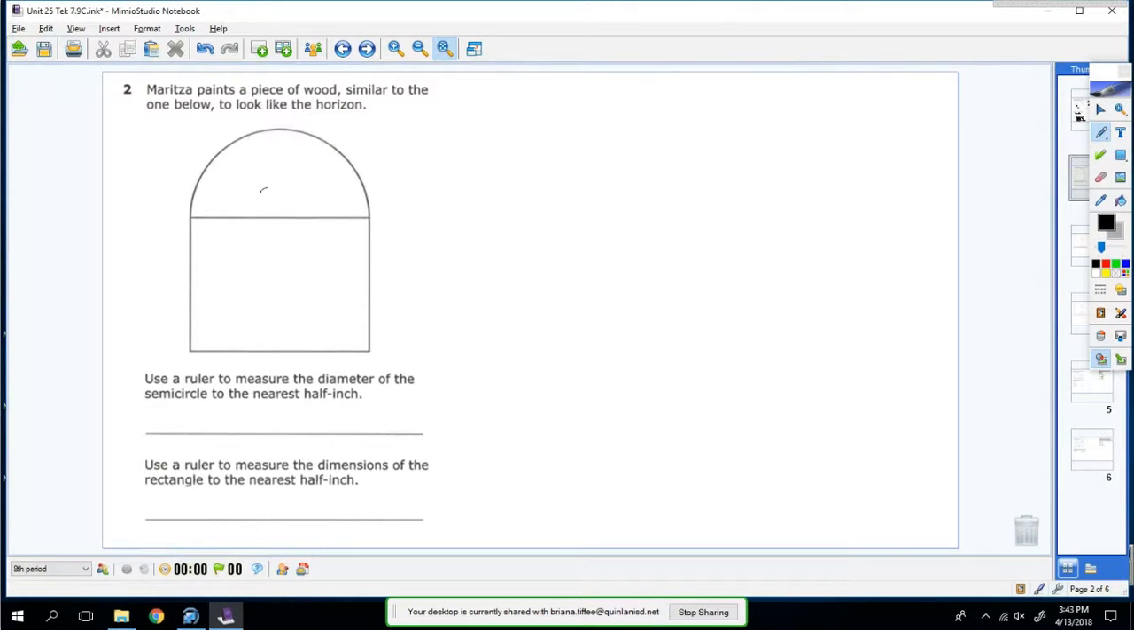So this will be 2 inches. And then you measure the other side, and that'll be 1.5 inches, because you do it to the nearest ½ inch. So the diameter of the semicircle is 2, and the dimensions of the rectangle are 1.5 by 2.